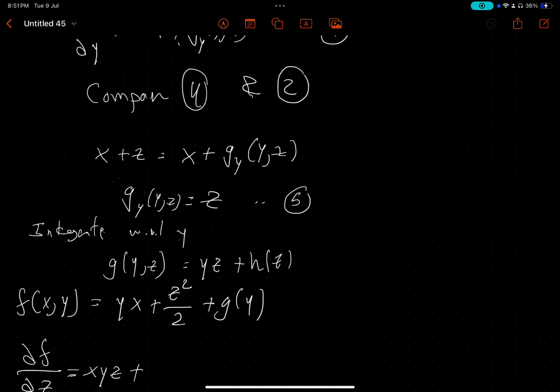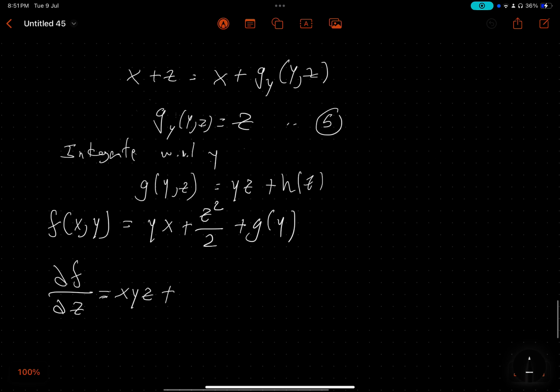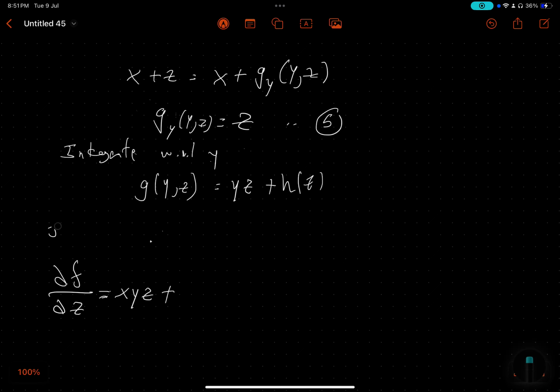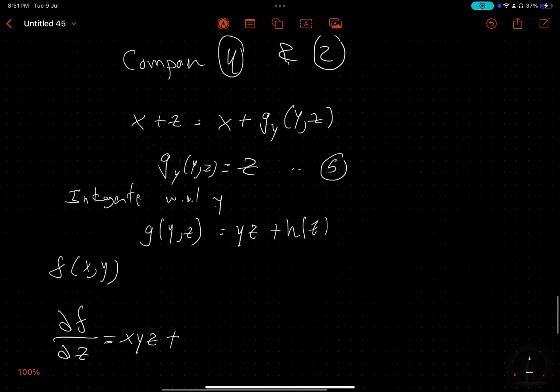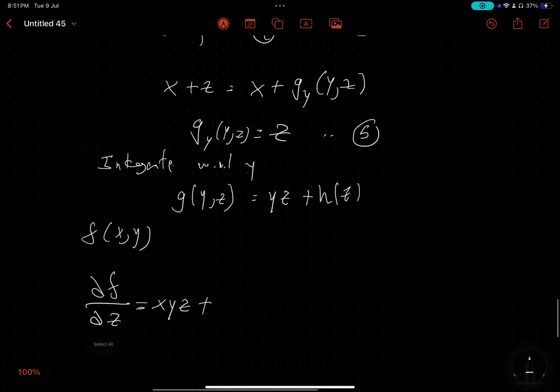Okay, let's just go here. So h of z, yes, okay. And then we put it back into our f. I just need to integrate with respect to y, not z. So put it back into our f(x, y). F is just yx plus yz plus h of z.